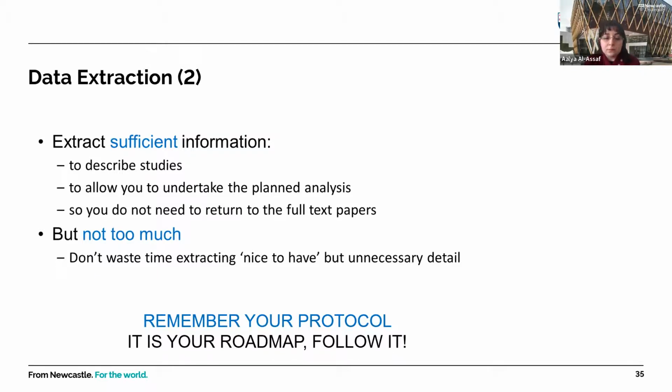And also, you don't need to extract too much information that will waste your time and effort. The most important thing is that you extract the information that you require and be sure that you extract it accurately, so you wouldn't need to return to the full text papers when you do the analysis and the synthesis. And remember, the protocol is your roadmap that you need to follow throughout the process of your systematic review. Okay, can we move on to the next slide, please?